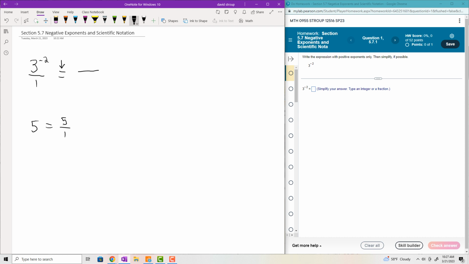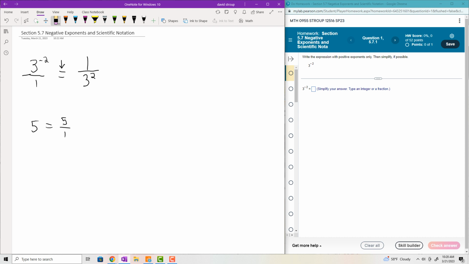So you'll be left with a 1 as the placeholder up top, or you could even think of, all right, there's also a 1 here. And then you're moving the 3 to the negative 2 to the denominator, but in order to move it, you have to change the exponent sign. So it'll be 3 squared. Okay, so that's the way I think of it. It's not what the book thinks, but it's an idea of moving stuff up and down.